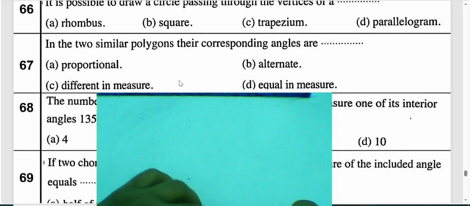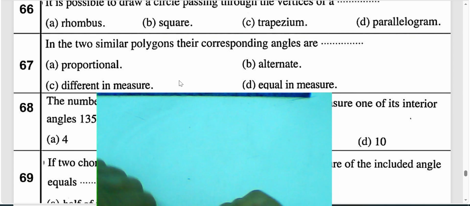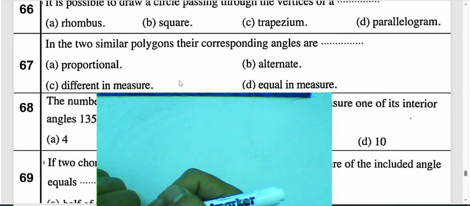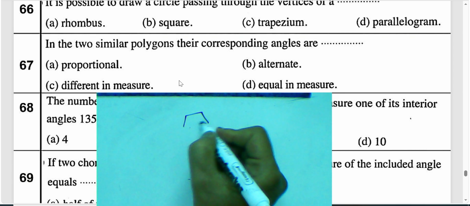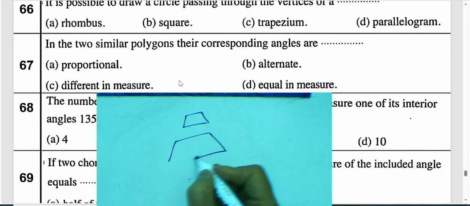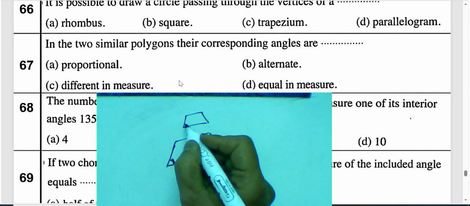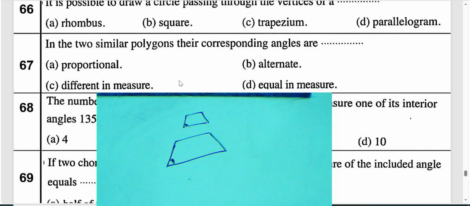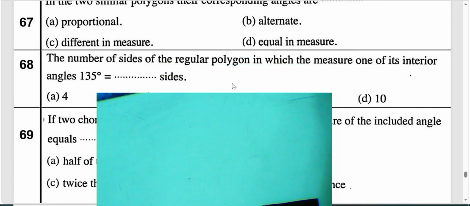In two similar polygons, their corresponding angles are equal in measure, like this. If they are similar, then each pair of corresponding angles is equal in measure. Choose equal in measure, letter D. Next question.